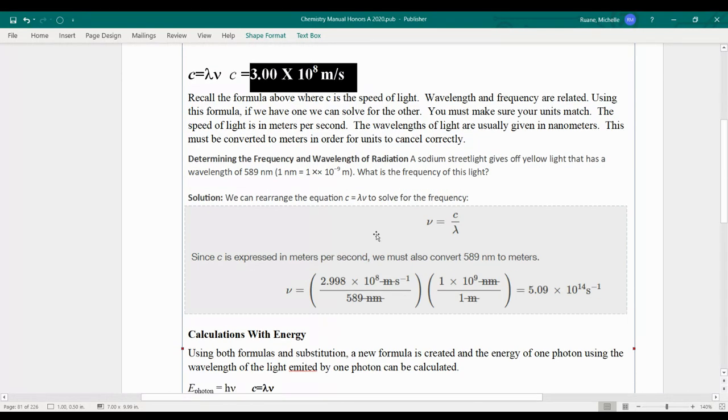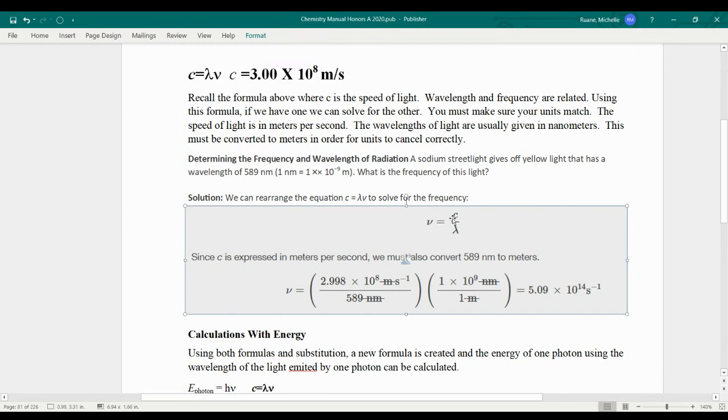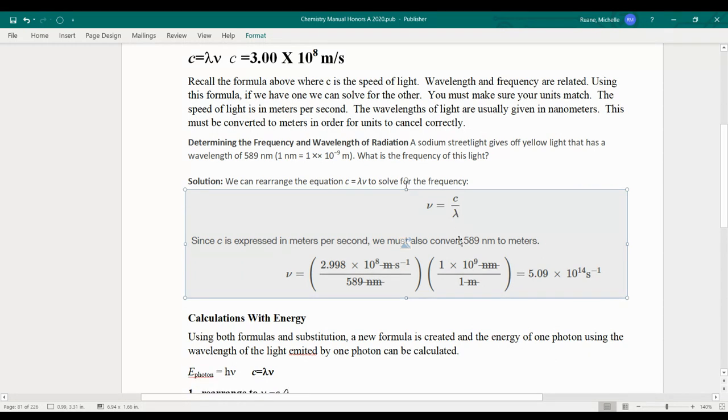You need to rearrange it if you're solving for frequency right here, and you should know how to rearrange that using algebra. And then you just plug in your numbers. A note, remember, if you want any credit on your work, you have to show me the formula rearranged, the numbers plugged in, and then your answers with the correct unit.